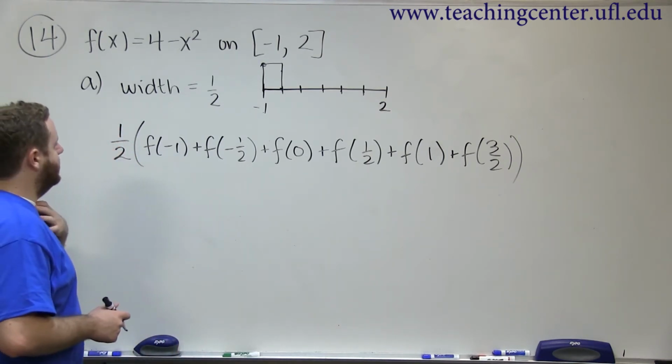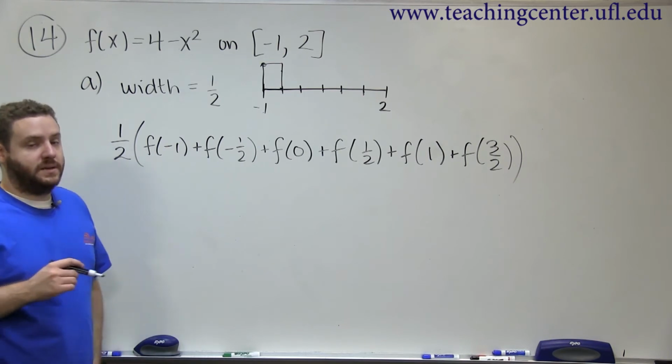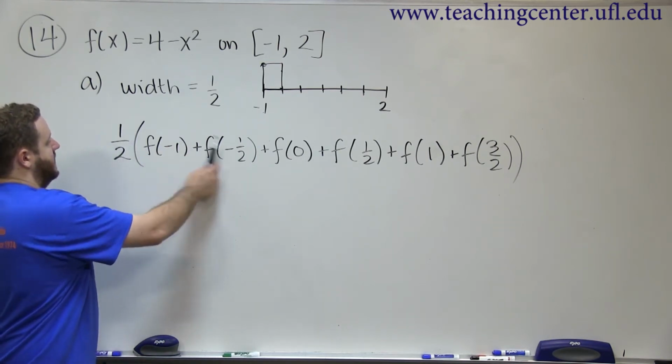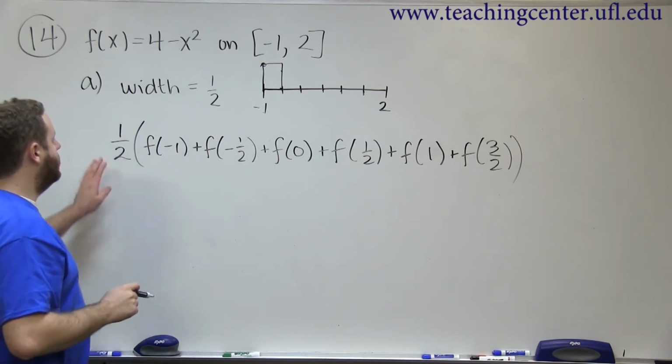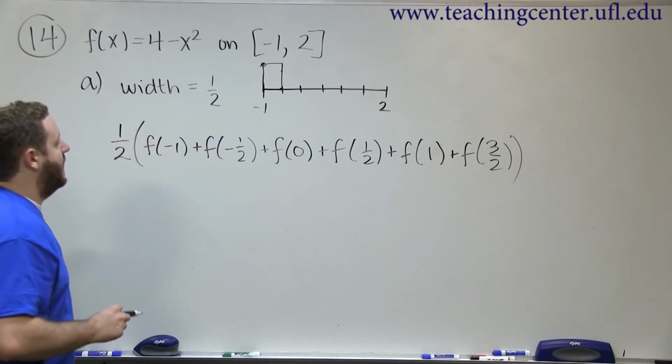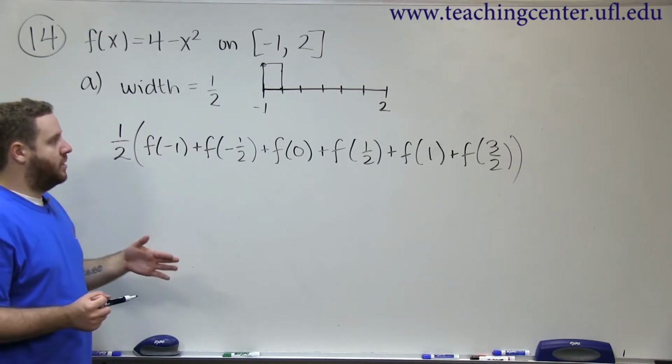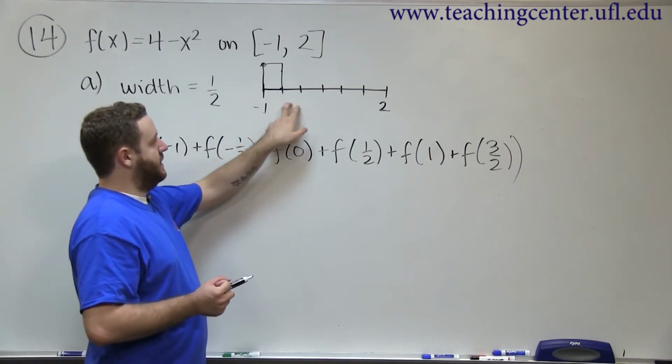So again, we're doing this because this is the area of all of the rectangles. It's width times height, width times height, width times height, etc. We knew the widths were all 1/2, and the heights, when you use left endpoint, are determined by the left ends of each width.